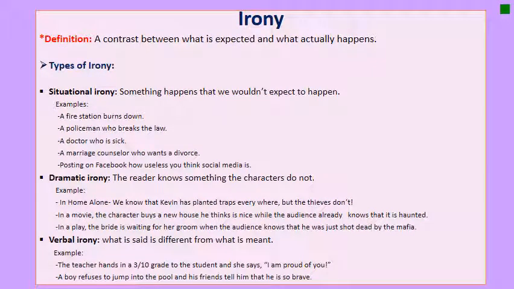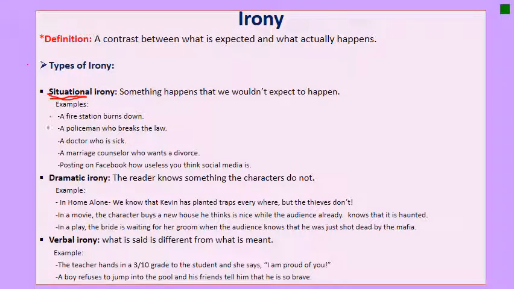Now, a very important figure of speech or literary device is called irony. What's irony? The definition is a contrast between what is expected and what actually happens. Types of irony. You have situational irony. Something happens that you wouldn't expect. You expect the opposite of it to happen, but it happens. For example, the examples are very important to understand this figure of speech. A fire station burns down. This is a situational irony. You expect the opposite of that.